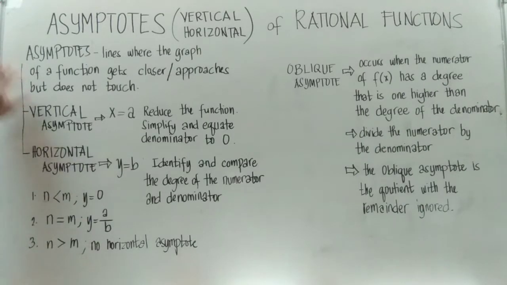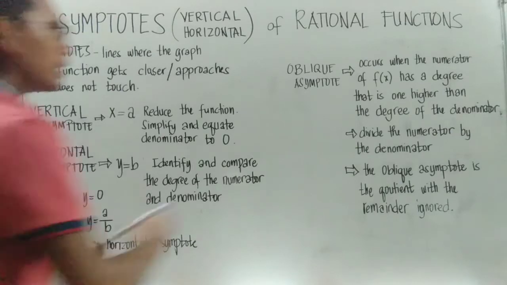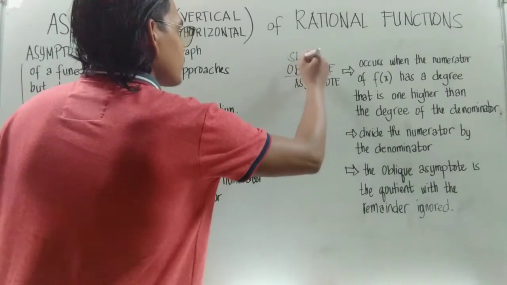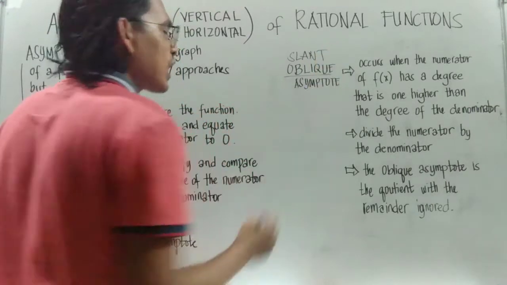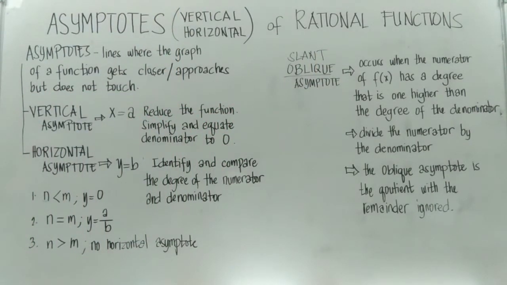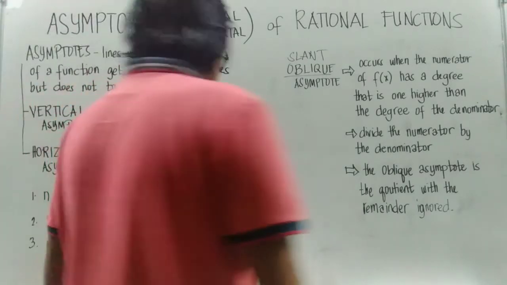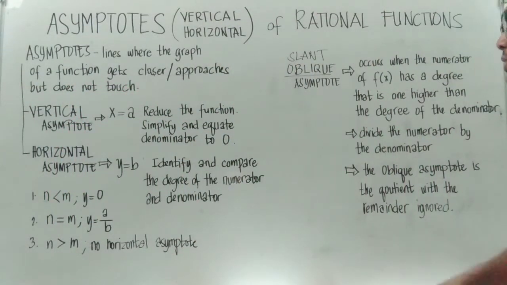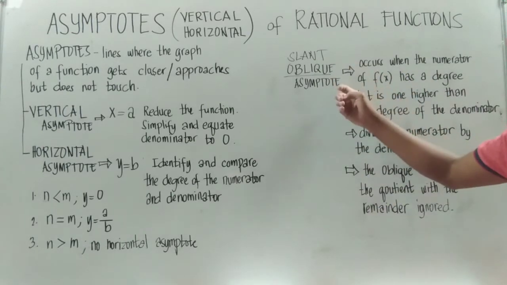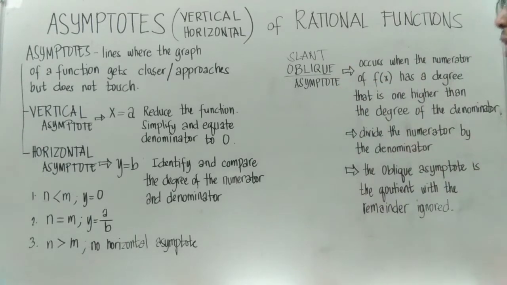So we have three asymptotes. We have the vertical, the horizontal, and the oblique, which some say is known as the slant asymptote. By definition, the vertical asymptote is denoted by x equals a, and the horizontal asymptote is y equals b. You can use any variable, a or b or any other, to denote the vertical and horizontal asymptotes. Later we will also discuss how to solve for the oblique asymptote.